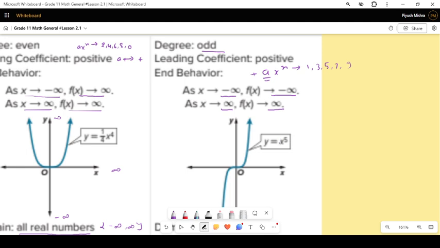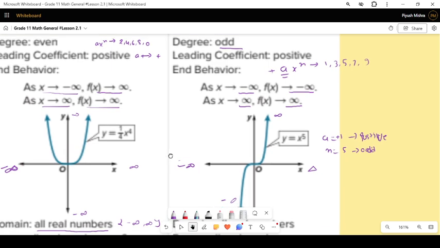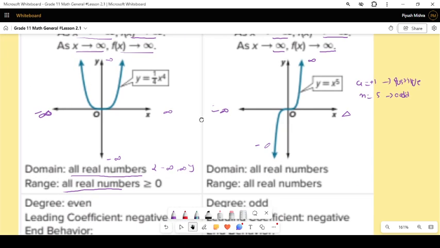Here there is an example, x to the power 5. So a is positive 1, and n is how much? 5. So this is odd and this is positive. Same thing, domain will be all real numbers, minus infinity to plus infinity, and the range will also be from minus infinity to plus infinity. So I have told you about the case when the leading coefficient is positive.